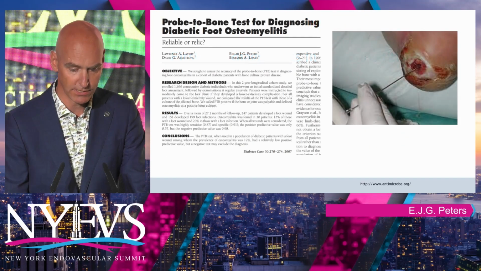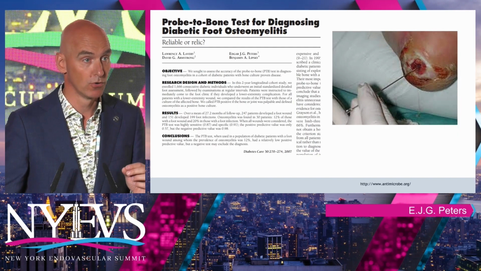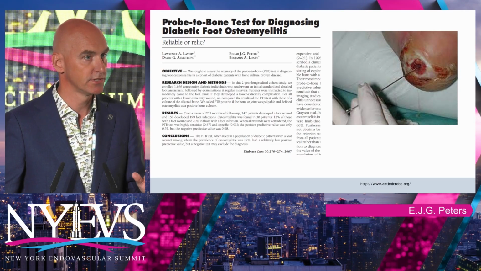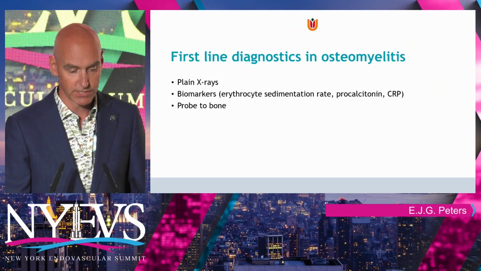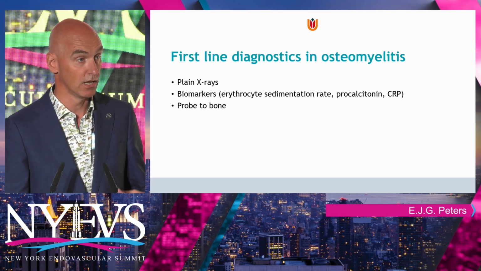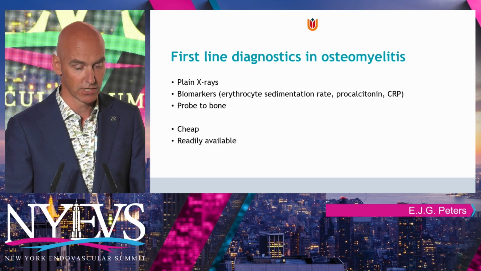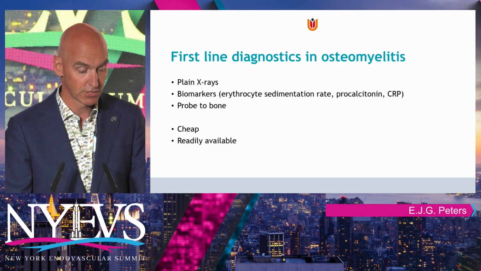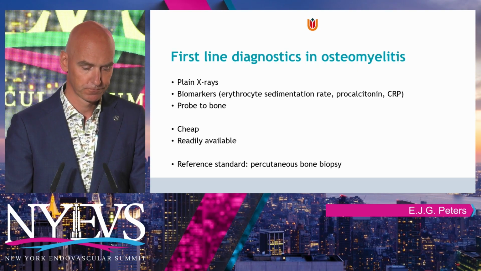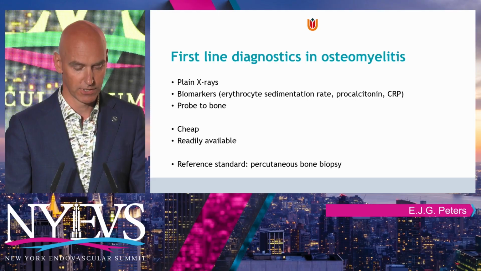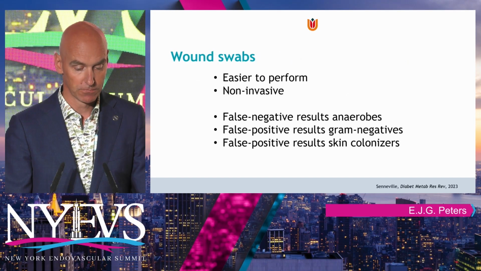And then the probe to bone test. With the probe to bone test, you insert a sterile metal probe in the bone. If you feel a gritty hard surface at the bottom of the wound, then you have a positive probe to bone test. Now the test characteristics of the probe to bone test are actually a lot better than an X-ray, but you can combine those three as first-line diagnosis in osteomyelitis. Why? Because it's cheap and readily available, including in third world countries. The reference standard, however, remains the percutaneous bone biopsy. I'll come to that later on.